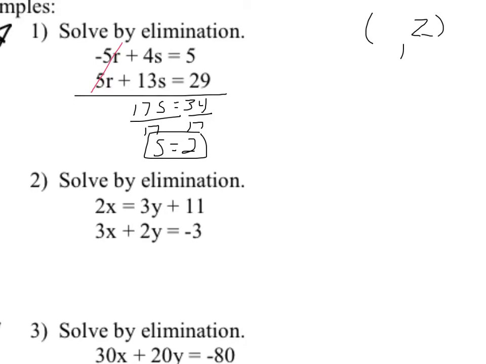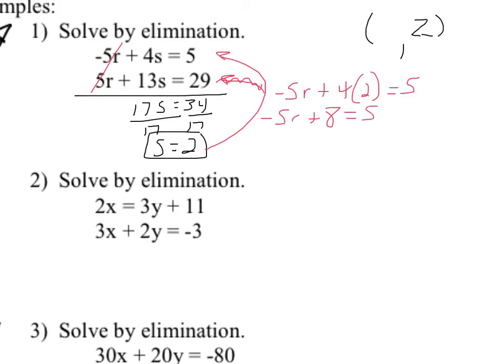So just like substitution, we take that value and we can plug it into either one. The negative to elimination is that one of the equations isn't solved for a variable, so this part isn't as quick. So let's just use the very first one, and I plug that in and I get negative 5r plus 4, and s is 2, equals 5. So negative 5r plus 8 equals 5.